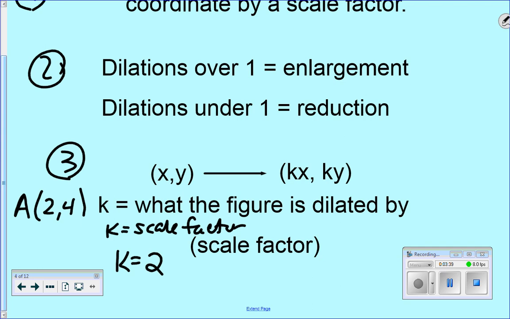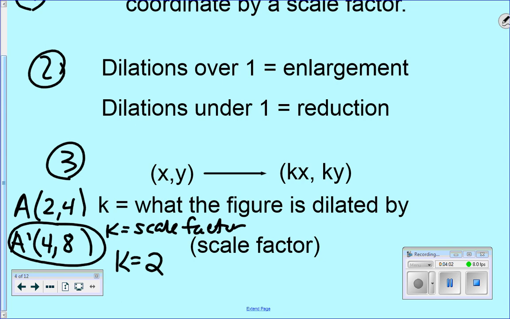What's going to happen? Bigger or smaller? Bigger. Now let's find out what my new A is going to be. So I'm going to take my scale factor, which is K, and I'm going to multiply by whatever is in my X. 2 times 2 is 4. I'm going to do the same thing to Y. 4 times 2 is 8. This is my coordinate then. Okay? It is pretty easy.